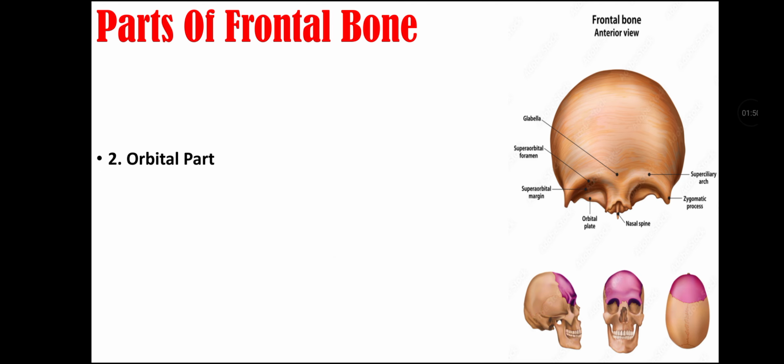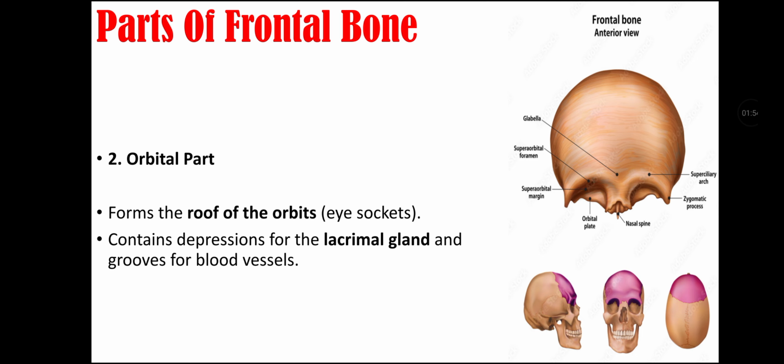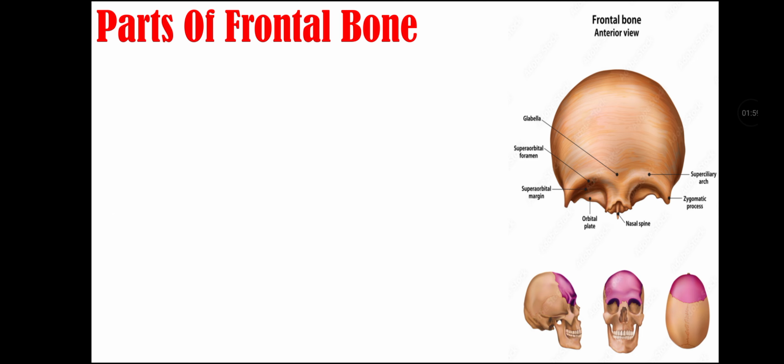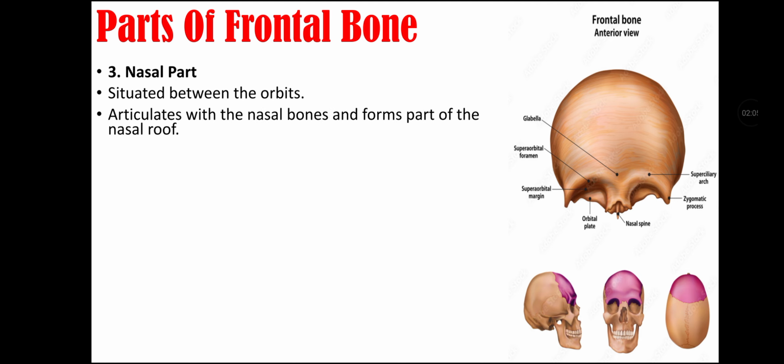Next part of frontal bone is orbital part. It forms the roof of orbits. It contains depression for lacrimal gland and groove for blood vessels. Next part is nasal part. It is situated between the orbits as you can see in diagram. It articulates with the nasal bone and forms part of nasal roof.